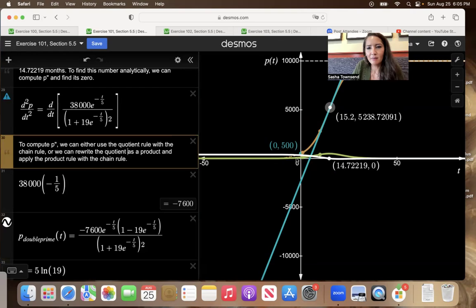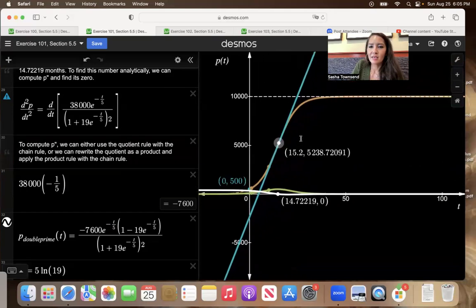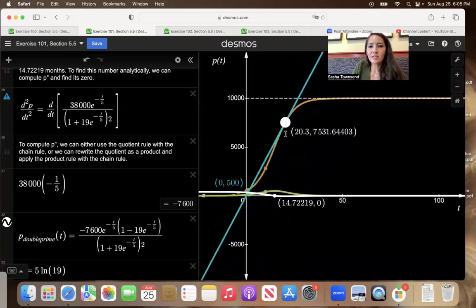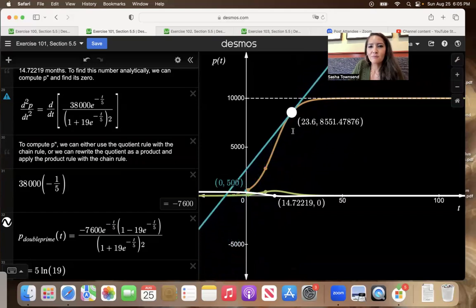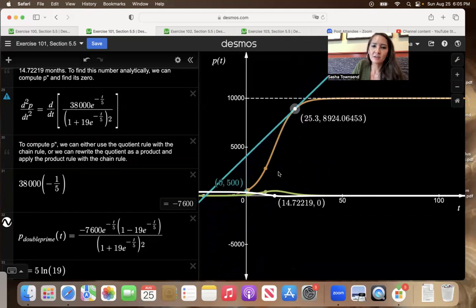So you say, okay, well, what does that mean in terms of the original function? Well, that just means that on this interval from 0 to 14.7 months, that fish population is not just increasing, it's increasing at an increasing rate. So the rate of change is positive, but the rate of change is getting increasingly positive as we go from 0 to 14.7 months. And then after 14.7 months, the population continues to increase, but the rate of change starts to decrease.